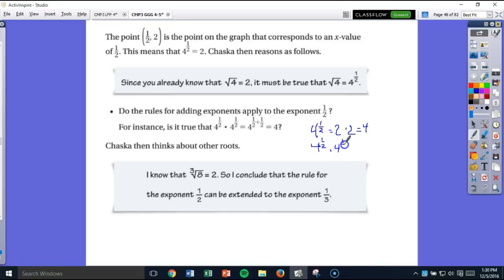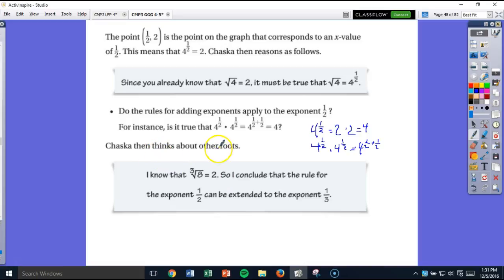multiply 4 to the 1/2 times 4 to the 1/2 and get 4 to the 1/2 plus 1/2, or 4 to the first. So what we know then is that the same rules that we applied to integral exponents, or integer exponents, are the same for rational exponents.